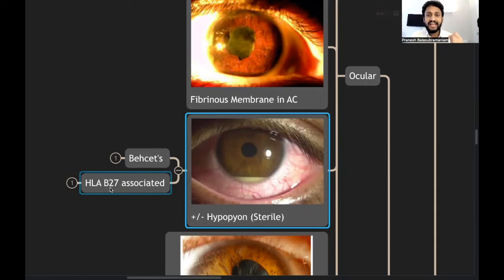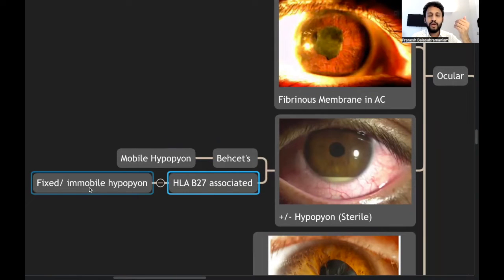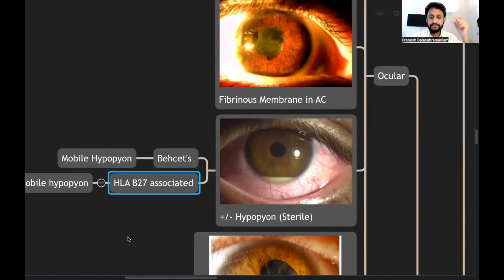Second is going to be HLA-B27 associated ankylosing spondylitis or seronegative spondylitis. Now, this is going to cause this very intense acute AC reaction, which is strong enough to cause a hypopyon. And the hypopyon in these two conditions is going to be a sterile hypopyon. They are not infective. They are basically happening because of intense inflammation. In Behçet's, you will see a mobile hypopyon. In HLA-B27, you will see an immobile, fixed hypopyon because of fibrinous content.